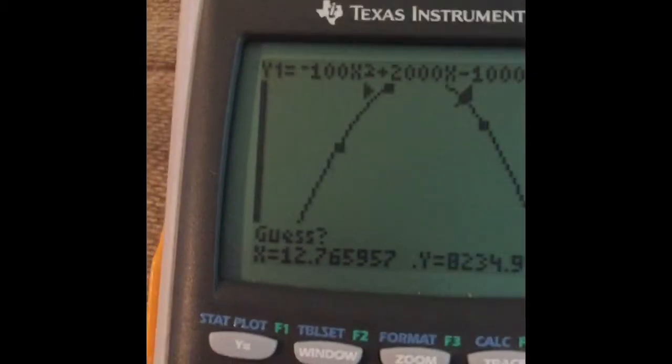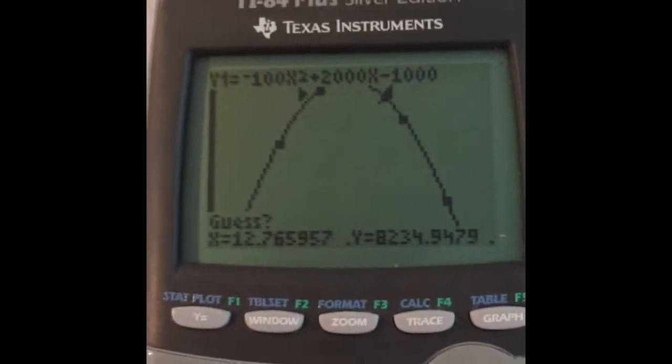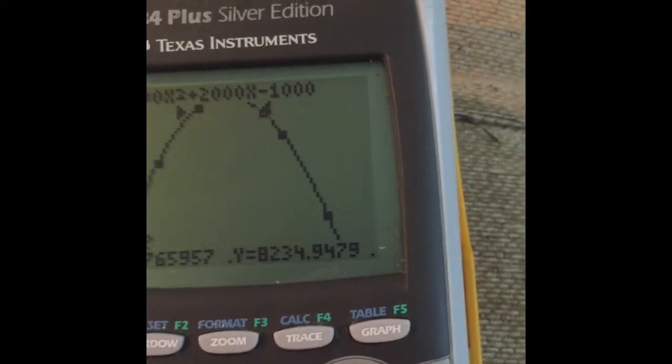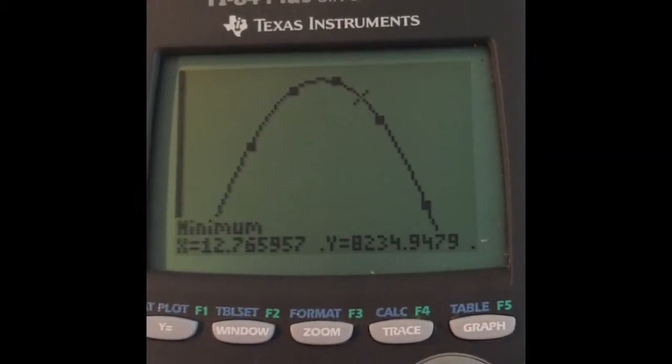And then, so you move your cursor to the left of the vertex to figure out what it is. And then we're going to want to guess. And then press enter.